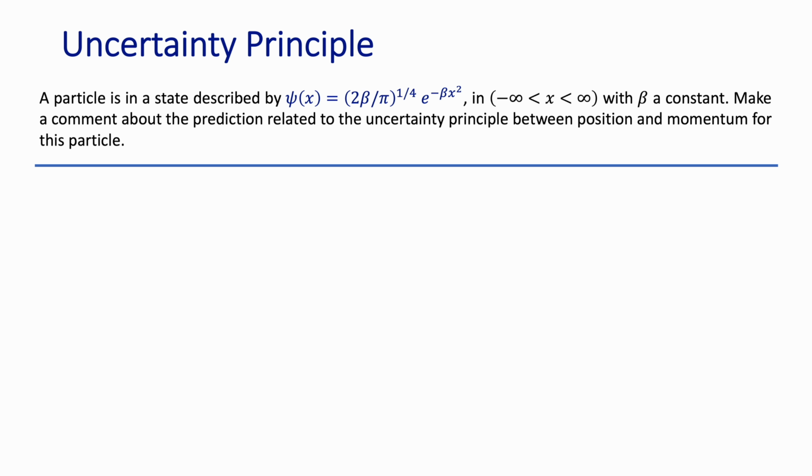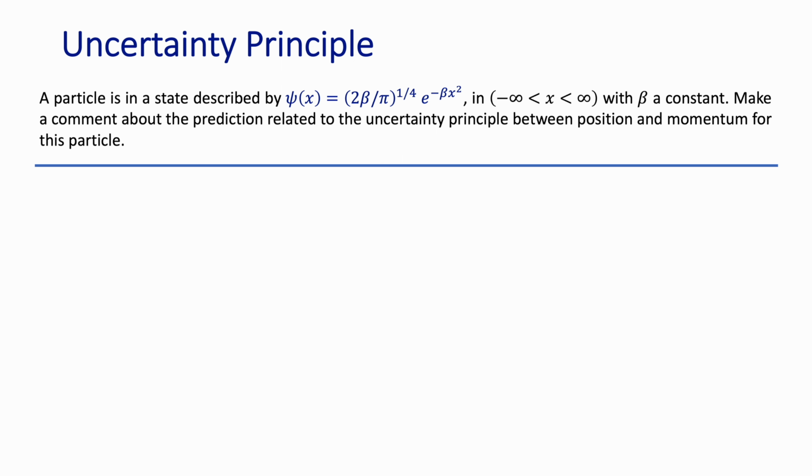Hi, in this video we're going to be looking at the uncertainty principle. We have a particle that is in a state described by this wave function. We have the domain where the particle exists. We know that B is a constant. And we want to make sure that by calculating certain parameters, we can make a comment about the uncertainty principle that relates the position with the momentum of this specific particle.